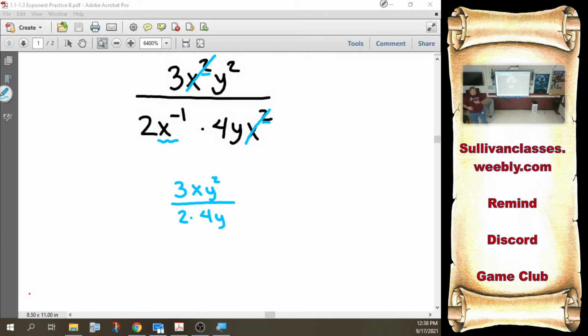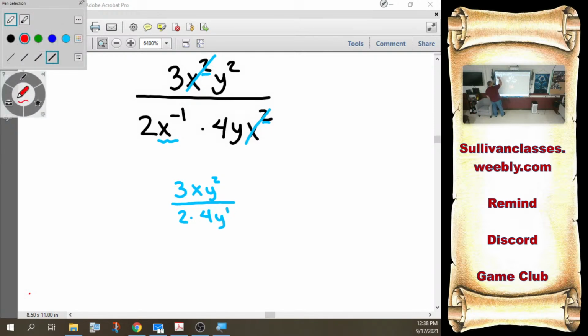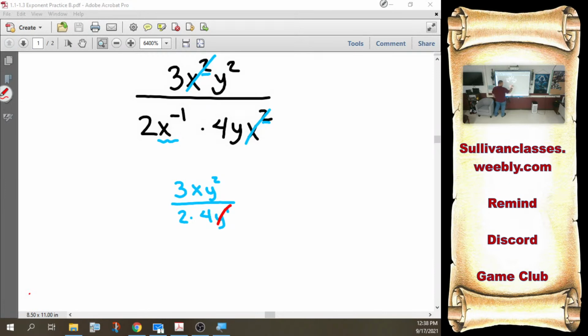Okay, just keep doing things to it. Follow these rules. Anything else? Yeah? Rule 6 again. I see y squared over y to the first. 2 minus 1 is 1. Okay? More. There's one more thing I can do. Yeah, just multiply the numbers, right? 2 times 4 is 8.